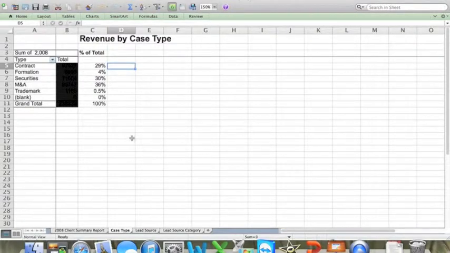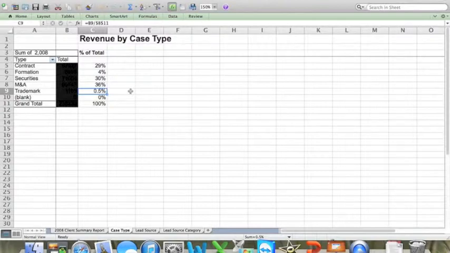Now, as you can see, the M&A work generated the most revenue in 2008, or 36%, followed closely by securities work and then contract work. And then if you look, the corporate formation work and the trademark work actually represented a very small amount of our total revenues, and that's mostly reflective of the small dollar value of each of those types of work.